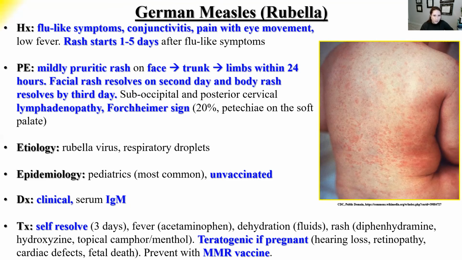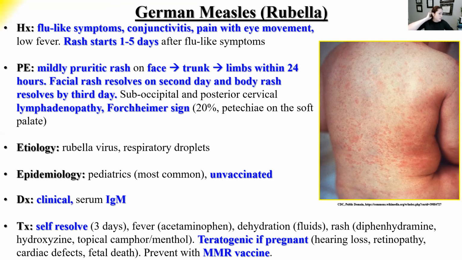This is again the mildly pruritic rash, just like you saw in measles, starts on the face, goes to the trunk and the limbs within 24 hours. So it's a faster spreading rash. It's also a faster resolving rash. By day 2, the facial rash is gone, and by day 3, the truncal rash is gone.